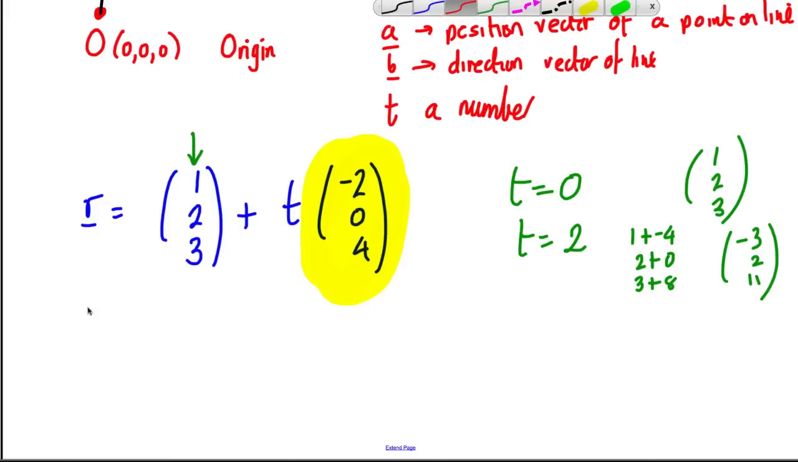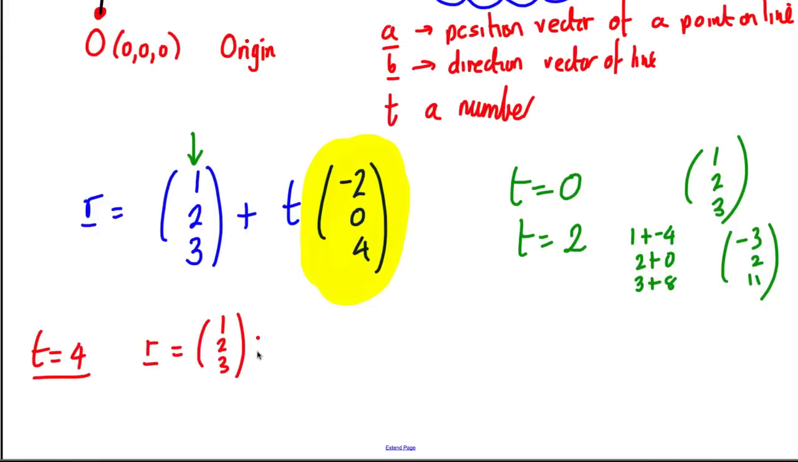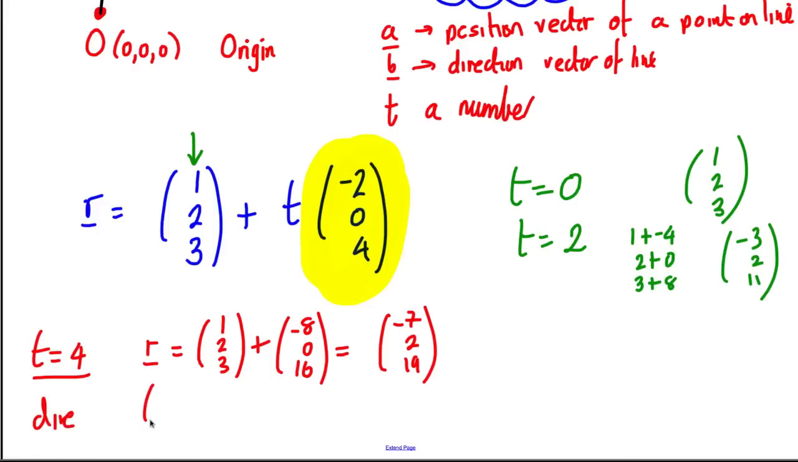So again, let's just make that clear. If T was equal to, let's say, 4, find a point on the line. Well, R would then be equal to 1, 2, 3, and it would be 4 lots of this, so it would be -8, 0, 16. Okay, and you combine them and it would be -7, 2, and 19. That would definitely be a point on the line when T is 4, and T can be any number. If I ask you the direction of the line, then you would tell me straight away it's -2, 0, 4. That is the direction.